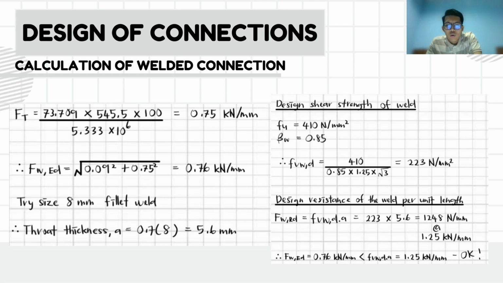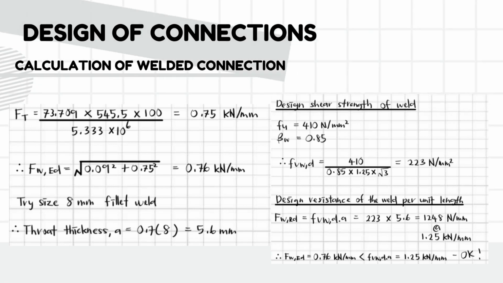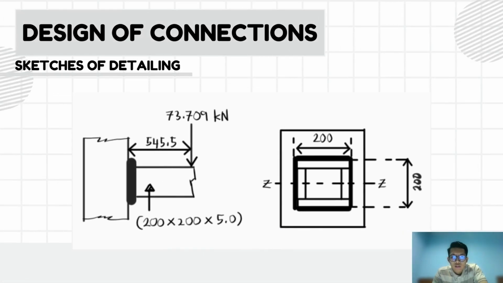So to conclude, FWED 0.76 is less than the FVWD, which is equal to 1.25 kilonewton per millimeter, so it's okay. Moreover, this is our sketch of detailing for our connection. The dimension that we choose is 200 multiplied by 200 multiplied by 5. The distance from the column to the point load is 545.5 mm, and the point load is 73.709 kN.